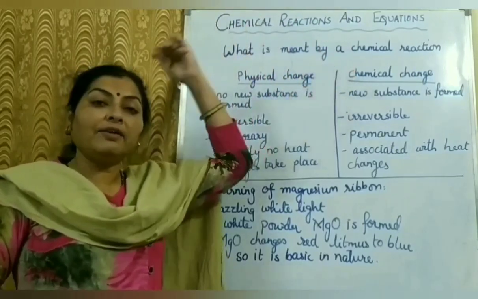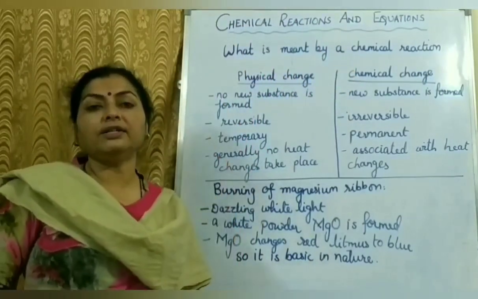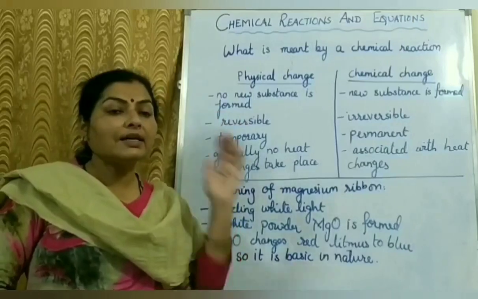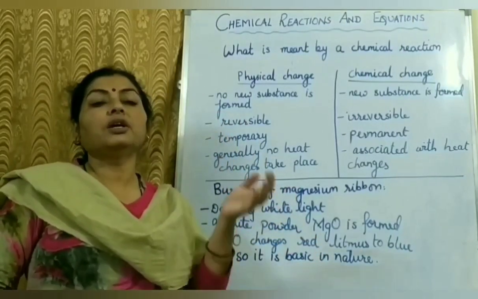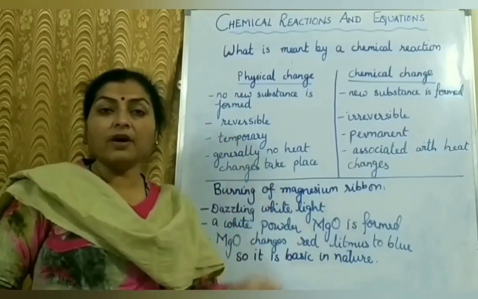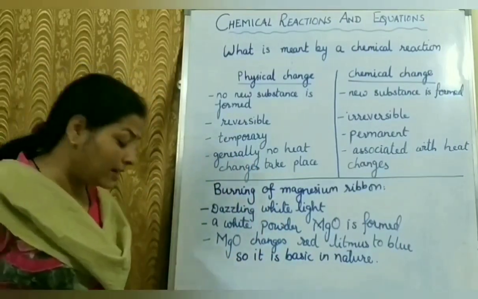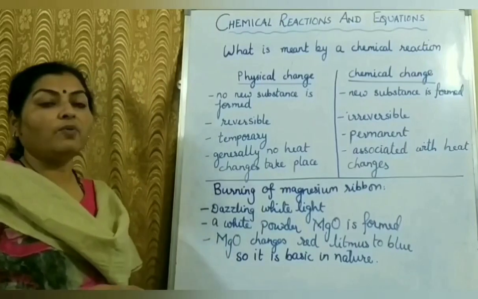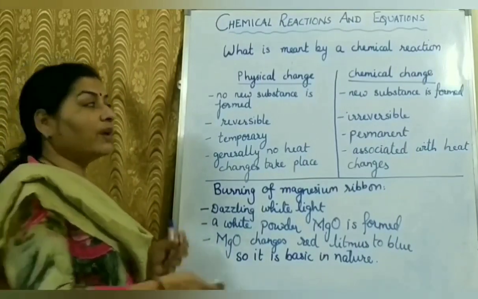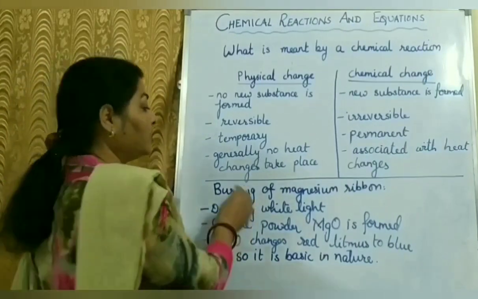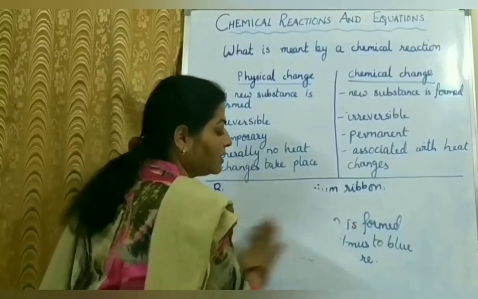It means that whenever a chemical reaction or a chemical change takes place, there are certain observations which affirm that it is a chemical change. So let us now see what are these changes or what are these observations which one can see when a chemical reaction takes place. Let us see.